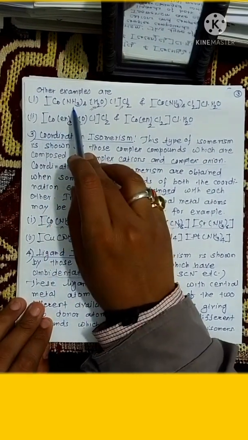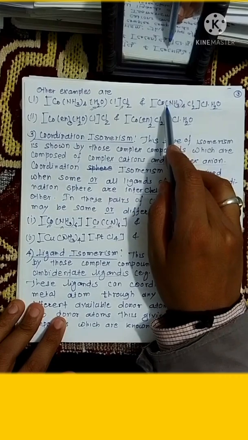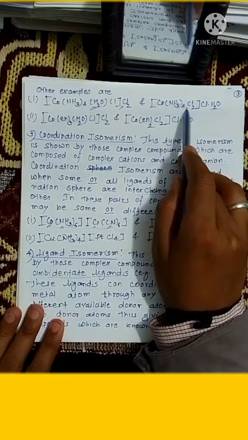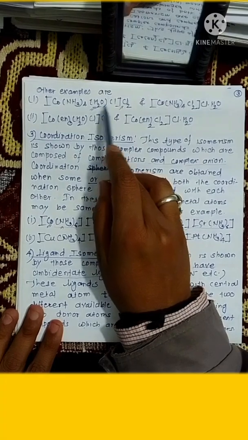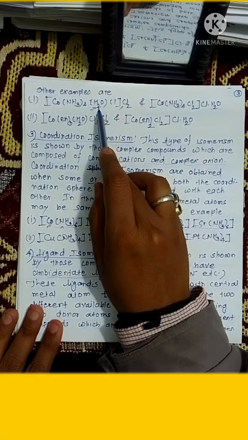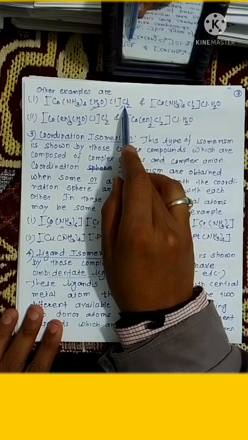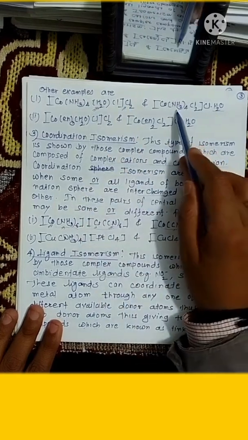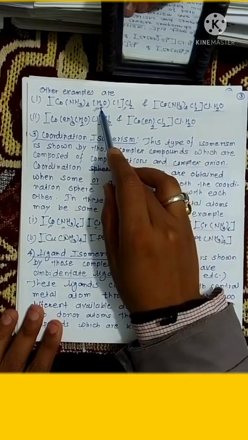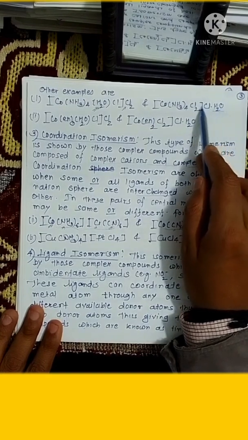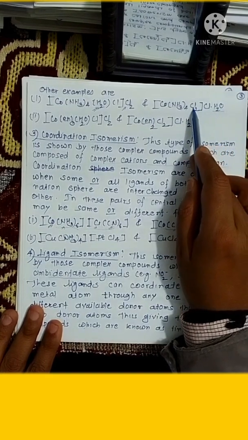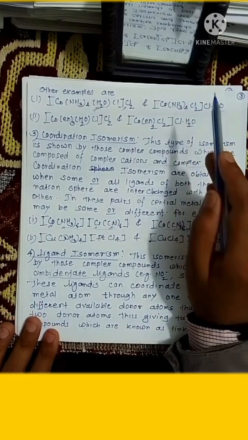These are some other examples of your water hydrate isomers. In this case, just see that the water molecule is present inside your coordination sphere and 2 chlorine atoms act as counter ions, while in this case the water molecule goes outside the coordination sphere and one chlorine atom comes inside your coordination sphere.